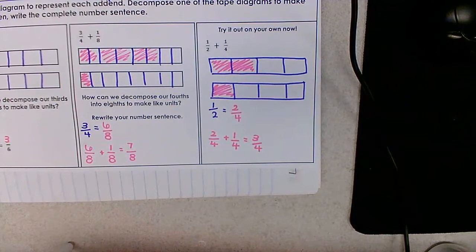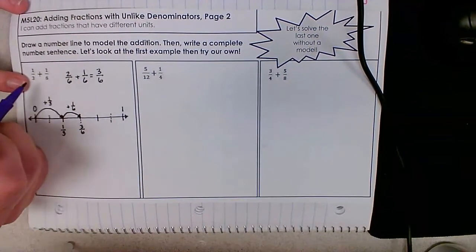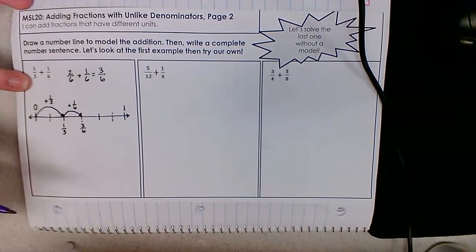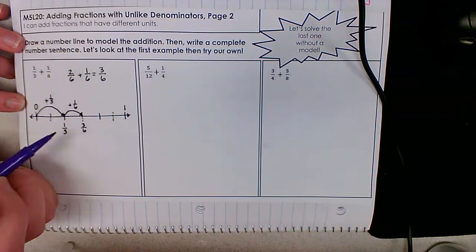Let's try it again, only this time we're going to use a different visual tool. Next it says draw a number line to model the addition. Then write a complete number sentence. Let's look at the first example, and then we're going to try our own. So they started with 1/3 plus 1/6. They first had a number line from 0 to 1 and broke it into thirds.